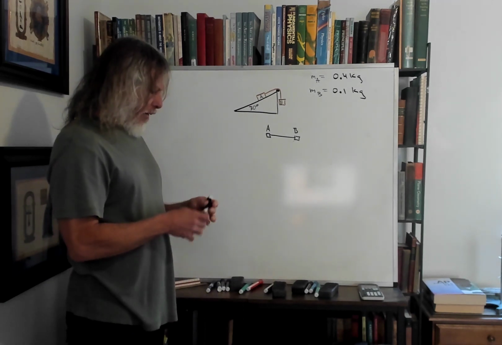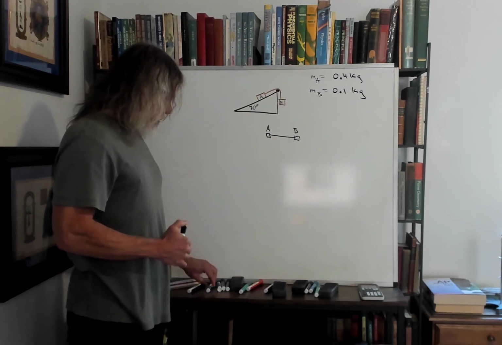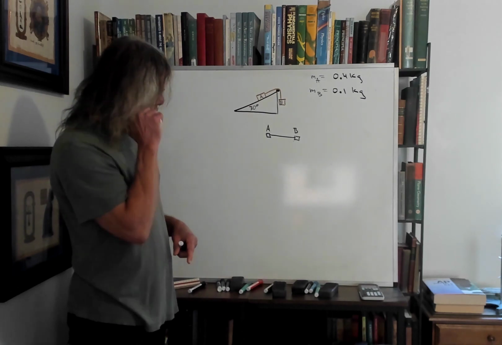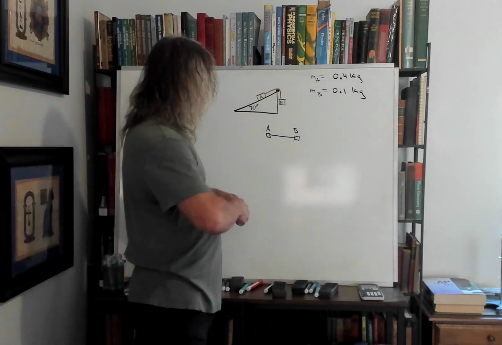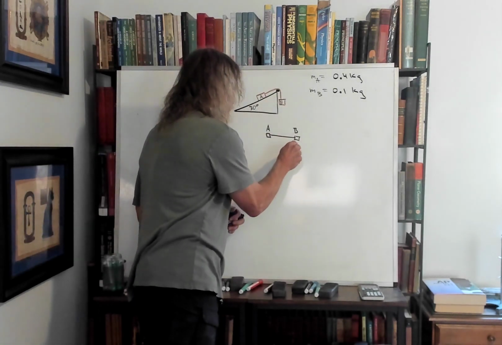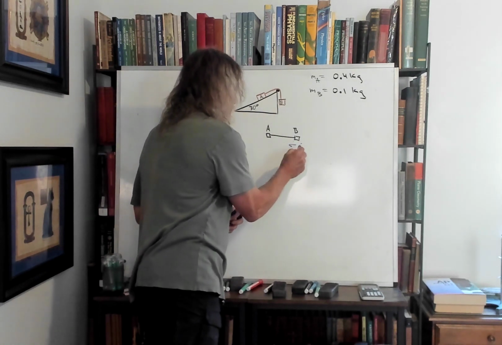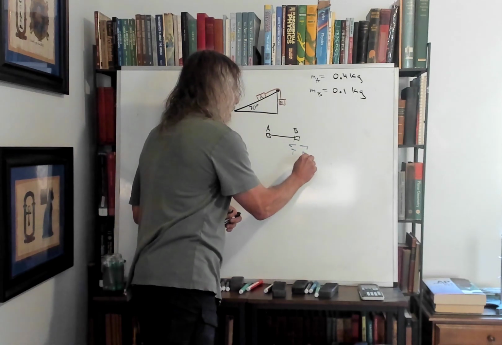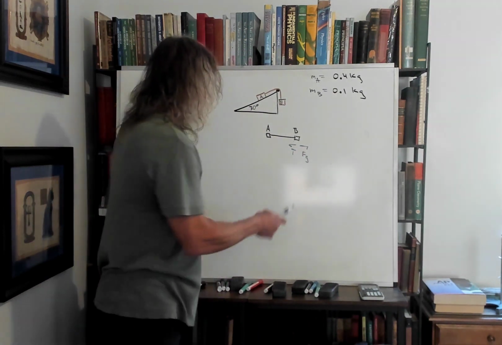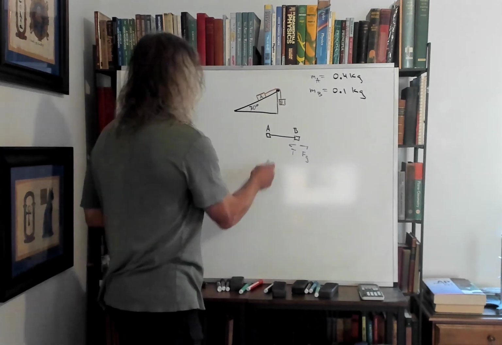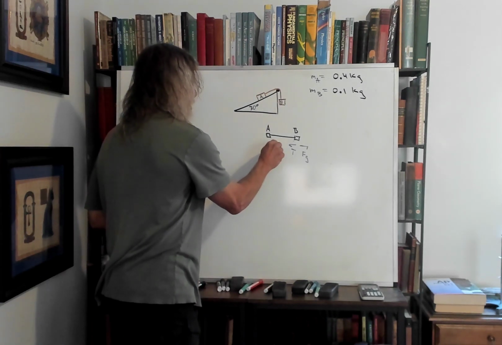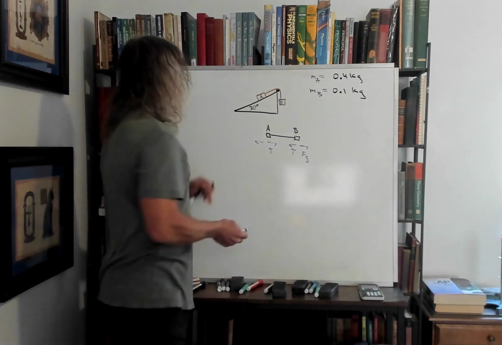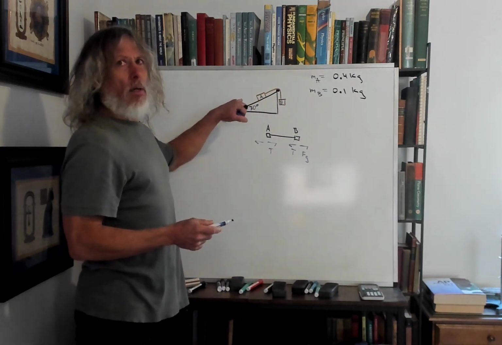So, first off, on the thing that's hanging right here, we have tension in the string. We have gravity pulling it down. Okay. Here, tension this way. And we have gravity pulling it down the slope.